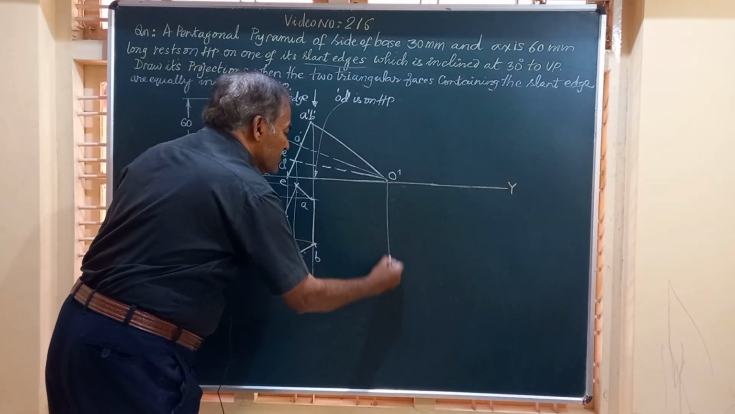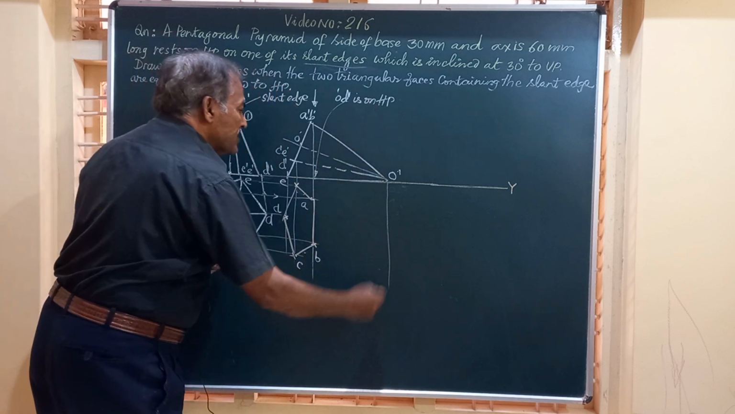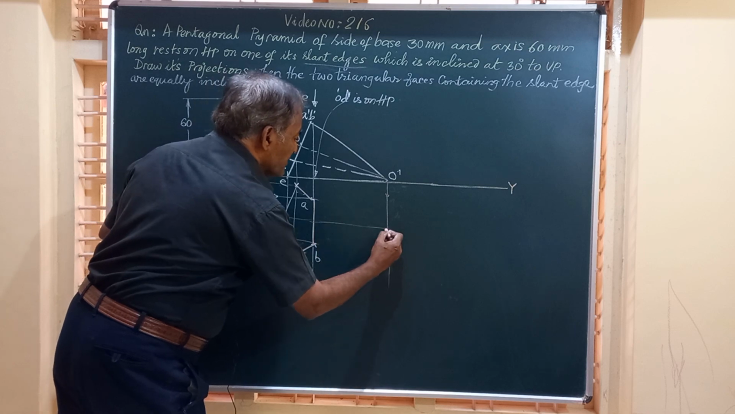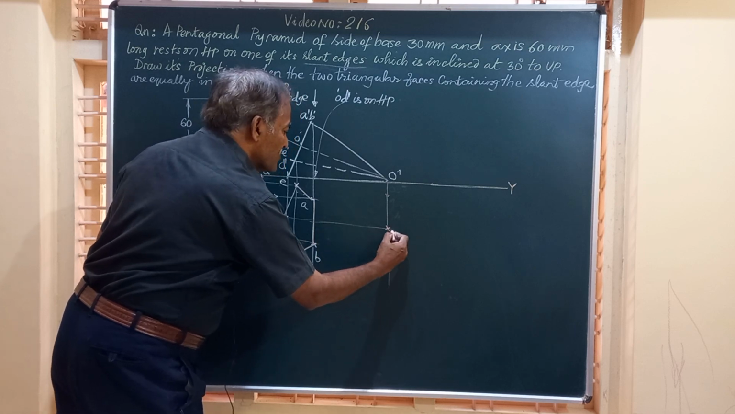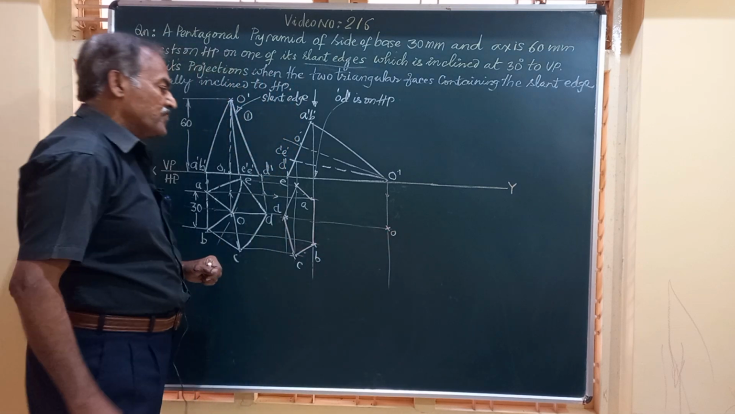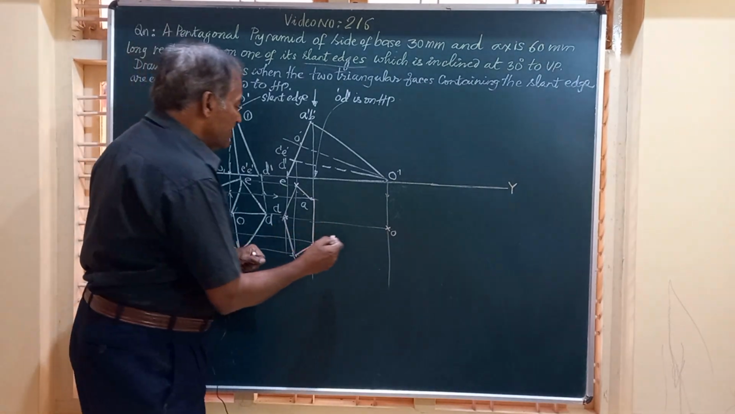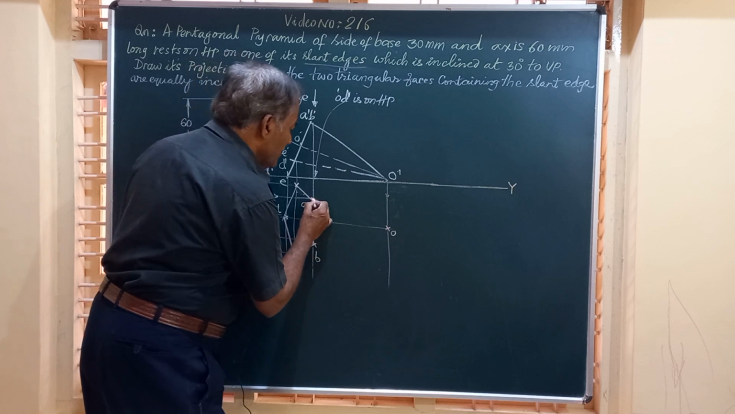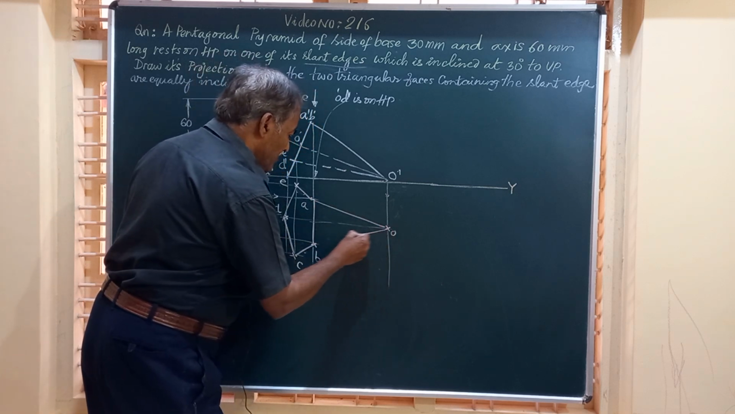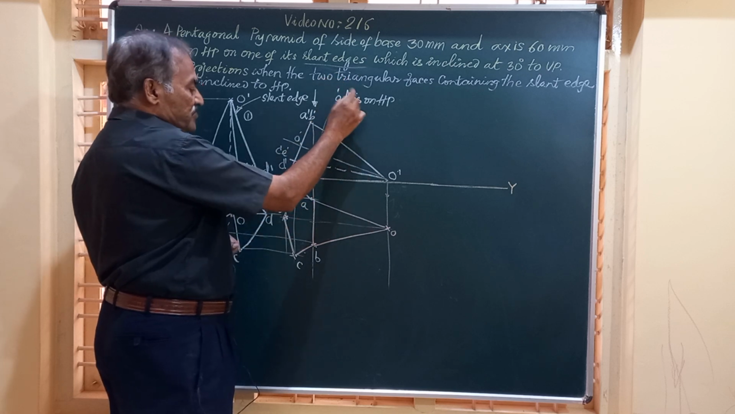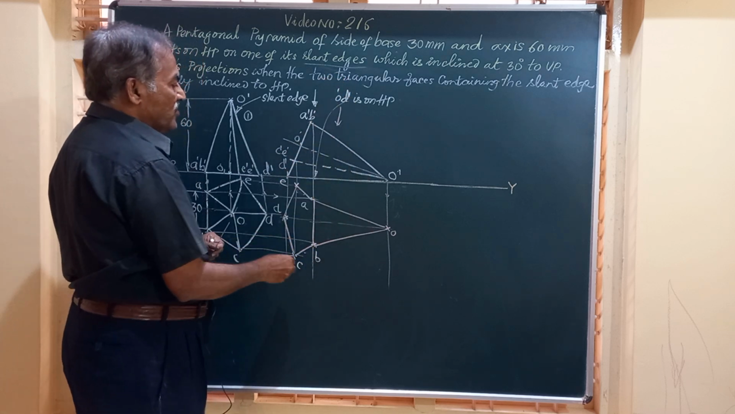Let's obtain this vertex. So draw a vertical line from O dash, a horizontal line from here. The point of intersection of these two will give you O. Now we have to join this vertex O to all the corners. So I will join O to A, O to B. You can see here, friends, OA and OB can be seen from the top view. That's why shown by full line.